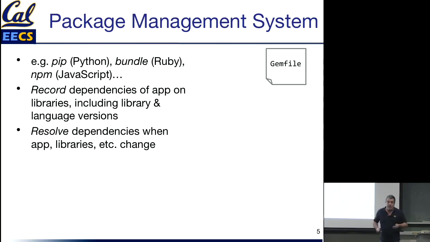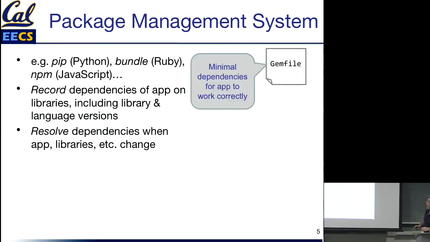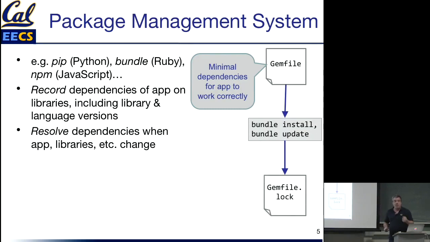So you've probably already seen in all the homeworks, somewhere in the homework, usually in the top level, a file called the Gemfile. And basically, this is where the developer specifies, you the developer, what are the minimal dependencies that would make my app work correctly. So for example, maybe I don't need a very specific version of some library, but I need a version that is between version X and version Y. Similarly for the language.